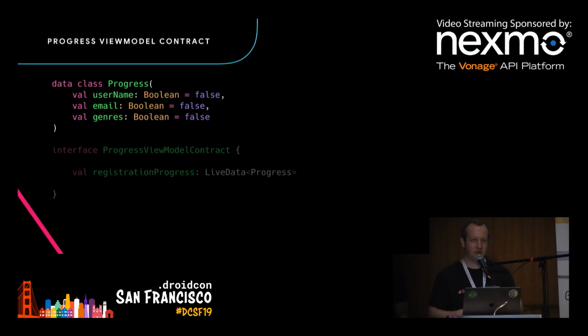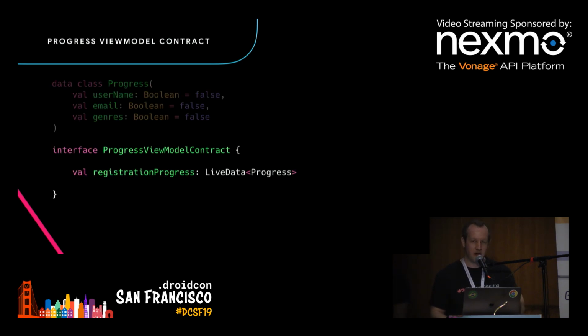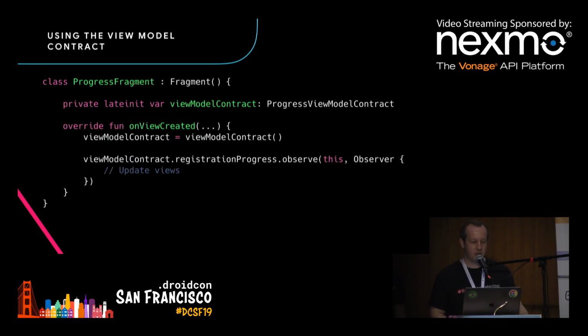And like I mentioned, we have a registration flow with a number of things flying around, but all that widget really cares about is, is the username there. And we're representing that with just some basic Booleans. And then we're exposing that to the fragment through the view model contract, which is just an interface that declares some live data.